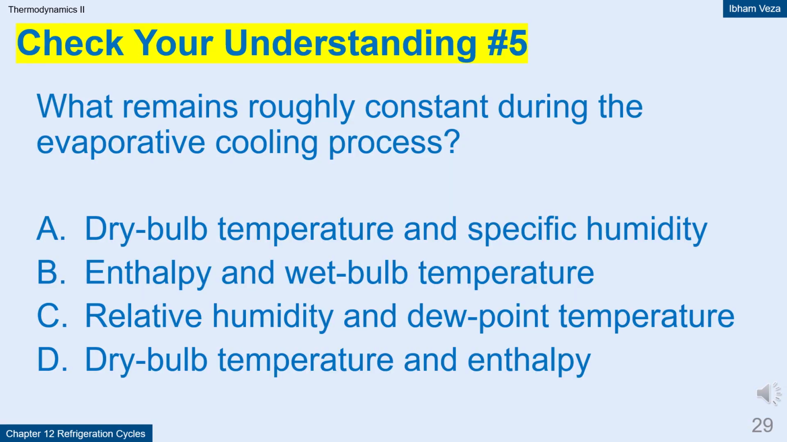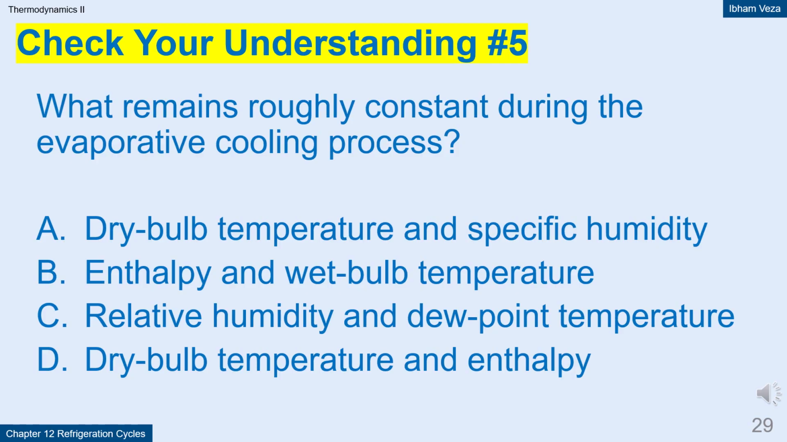Answer B. Enthalpy and wet bulb temperature. Explanation of why other answers are wrong. A. Dry bulb temperature and specific humidity. Incorrect, because the dry bulb temperature decreases while specific humidity increases during evaporative cooling.